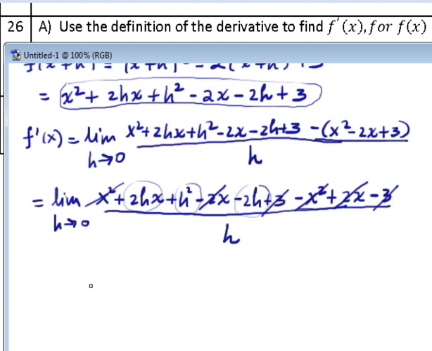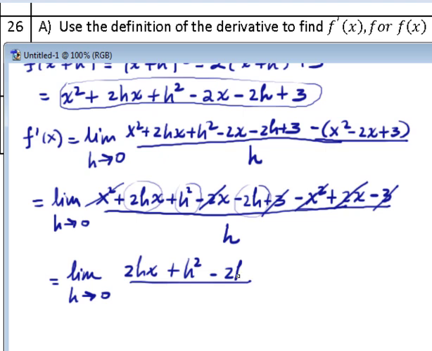Three terms left. Okay, so let's put that in the quotient: 2hx plus h squared minus 2h over h. All right, this is again a 0 over 0 limit. If we substitute in the value that we're approaching, which is 0, we get 0 over 0. So we have to do some canceling, and we can divide h into the numerator, or we can cancel h from top and bottom. So let's do that.